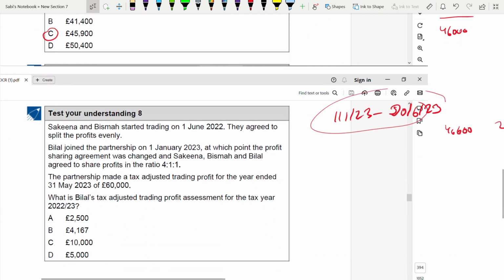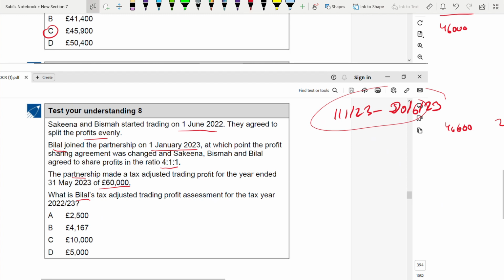Now last question. Bilal's tax adjusted retained profit. So Sakina and Bisma started trading on 1st of June 2022. Profits split equally. Bilal joined on 1st Jan. Profit ratio changed. Partnership made a profit of this. So here from 1st of June to only for Bilal. So Bilal, you don't have to care about Sakina and Bisma. He joined from 1st of Jan. So from 1st of Jan till 31st May. How many months? Only 5 months. So 5 months of profit. What is it? 60,000.